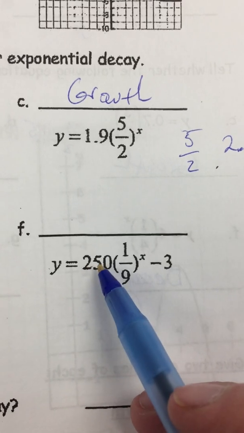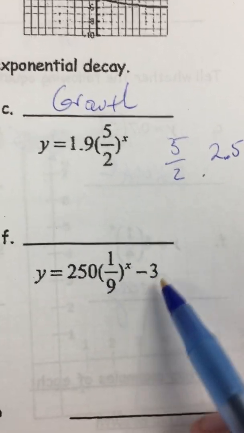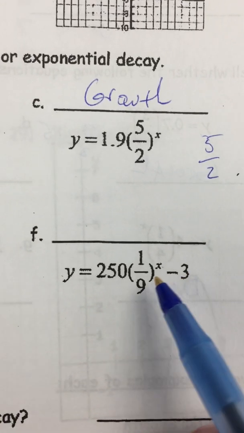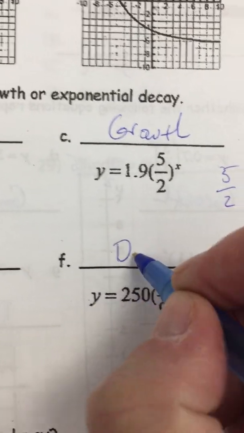Again, initial amount, you have 250 somethings. This is the growth factor. It's being raised to the x power. Don't worry about the numbers on the end like that. We're not concerned about those this year. But this is decay because 1/9 is less than 1. So this is a decreasing graph, not a growing graph.